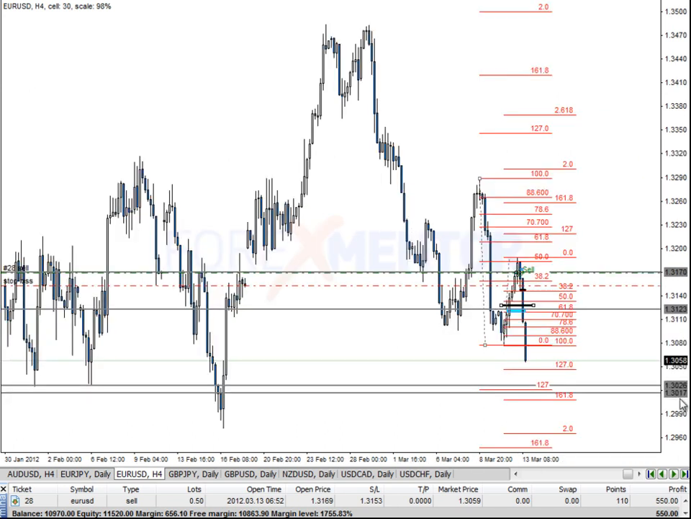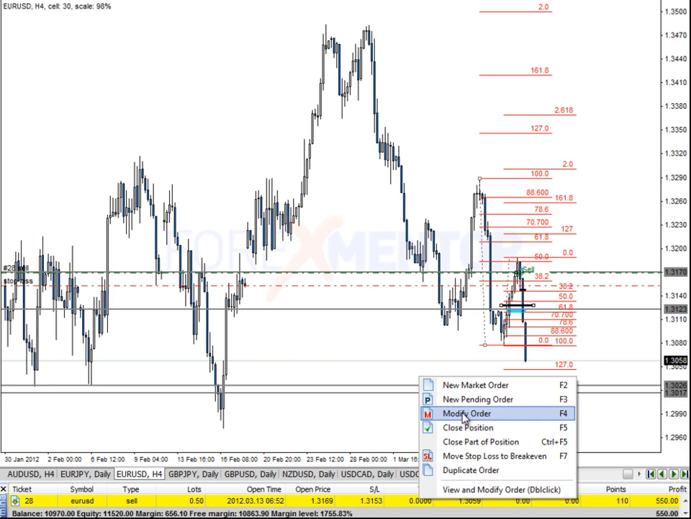So this area here, this 3017, and you can see we also have from this swing down, we got the 127 projection or extension here. Good place to be watching for some profits or taking the rest of the position. So what I want to do now is I'm going to look at taking profits there.